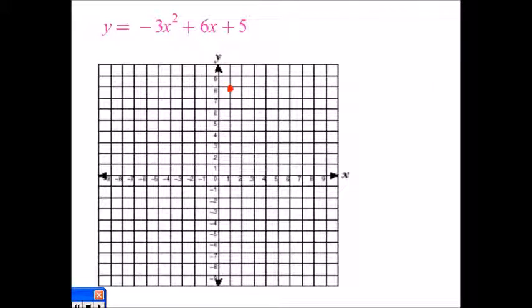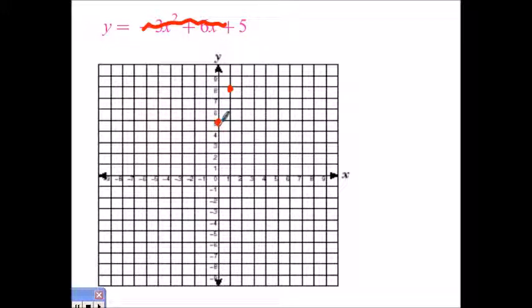Okay. That vertex is not on the y-axis, so I'm going to go ahead and find out the y-intercept for this parabola. And remember, when it's on the y-axis, x equals 0. So if I let these x's be 0, we pretty much get that y equals 5. So that would be my y-intercept.